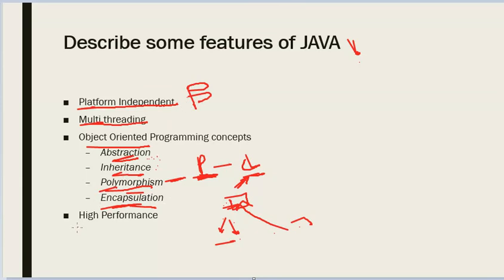So what is the last and another important feature of Java? It's very high performance. The Java bytecode created by this Java compiler is highly efficient. And when you run this bytecode using the Java Virtual Machine on any platform you want, Windows, Linux, Unix, whatever, the speed is very fast. So Java is very high performance.